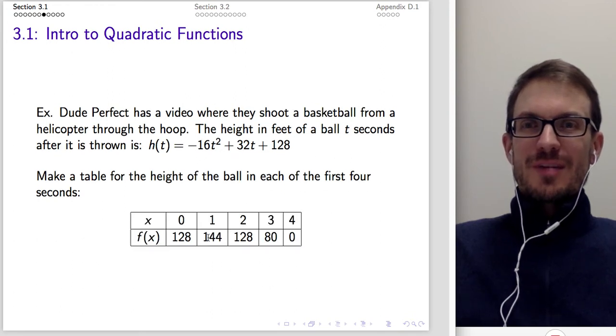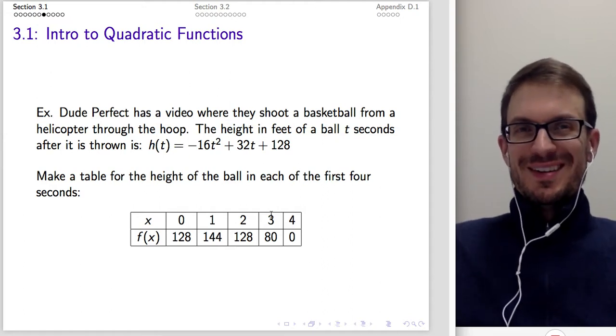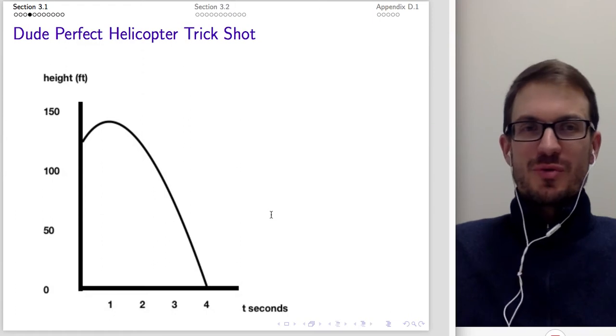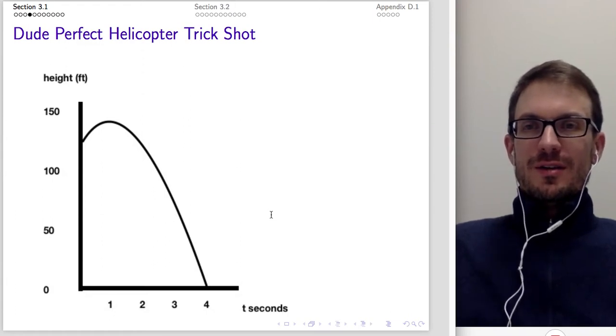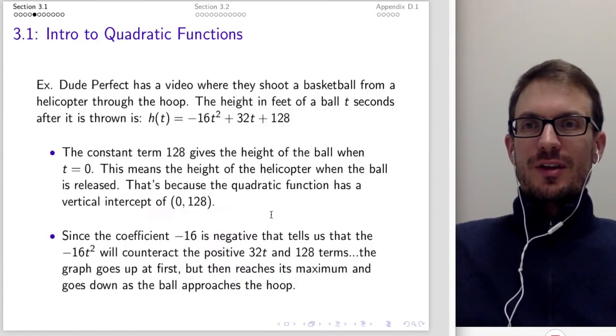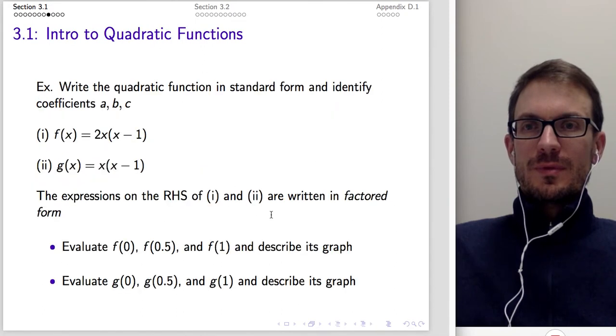And here's our table, right? So if you plug in 0 for t, h of 0 is 128. Plug in 1, you're going to get 144. Plug in 2, 128. 3, you're going to get 80, and then 4 evaluates to 0, because it's exactly balancing out. If you plot these points, you're going to get the graph. That's where I got the graph from, right? You could also do this with your graphing calculator.